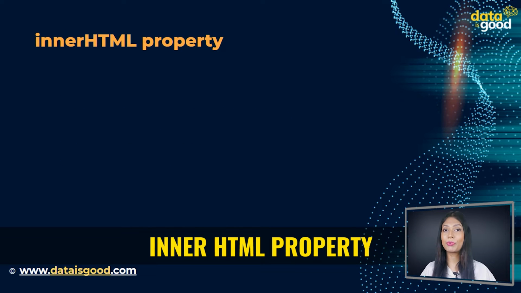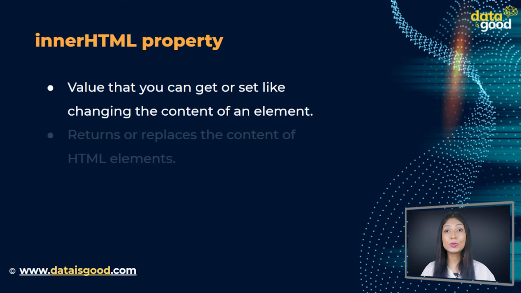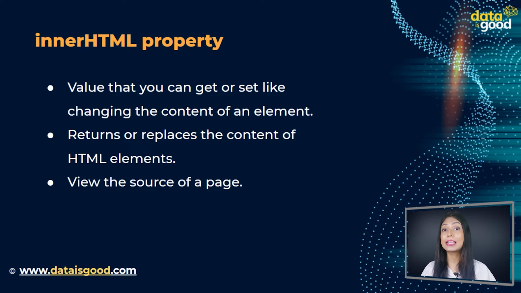innerHTML property. Well, a property is a value that you can get or set, like changing the content of an element. The innerHTML property is useful for returning or replacing the content of HTML elements, including <html> and <body>. It can also be used to view the source of a page that has been dynamically modified.